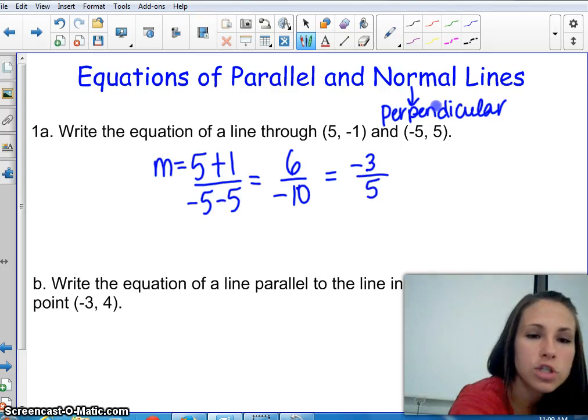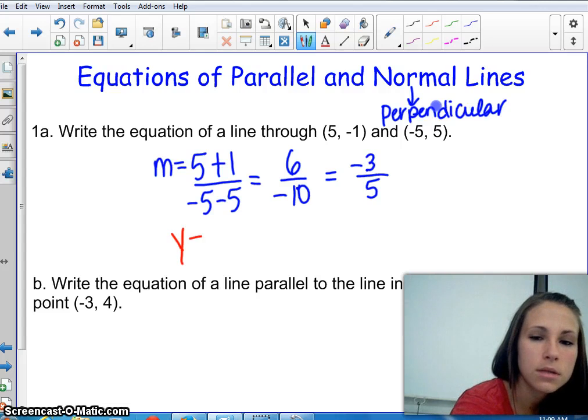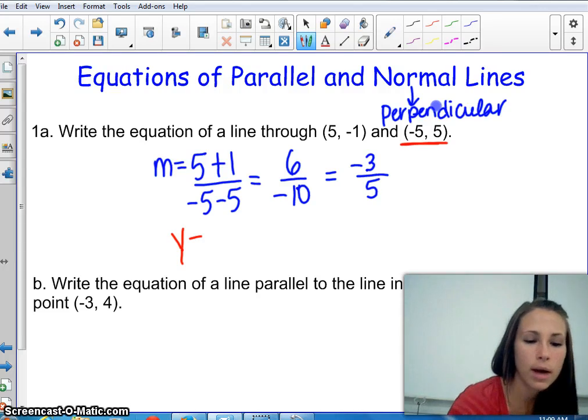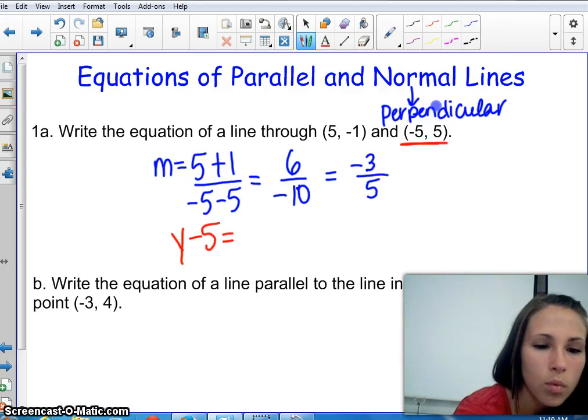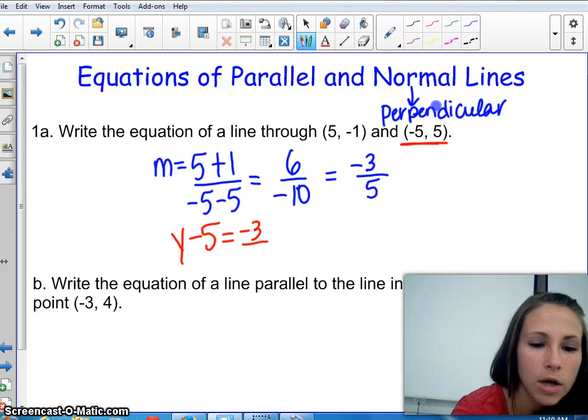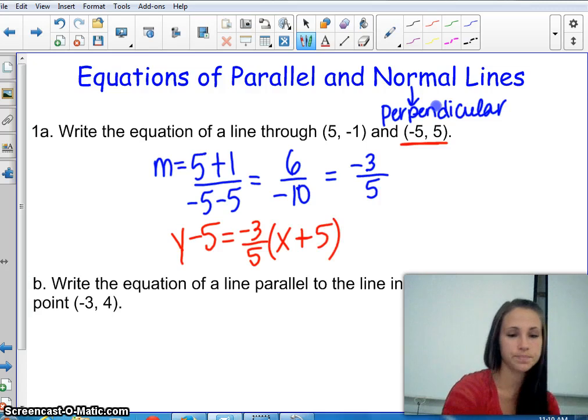Now, to write the equation of the line, I'm going to use y minus, and I'm going to use that second point. So y minus y1 equals my m times x minus a negative, which becomes plus 5.